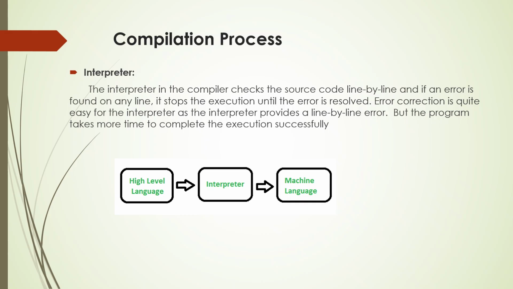Now let us consider a practical example. Suppose we write a simple program to calculate the average of three numbers. The interpreter starts with the first statement. It translates and executes the variable declaration. Next, it translates and executes the input statement. Then it processes the calculation.